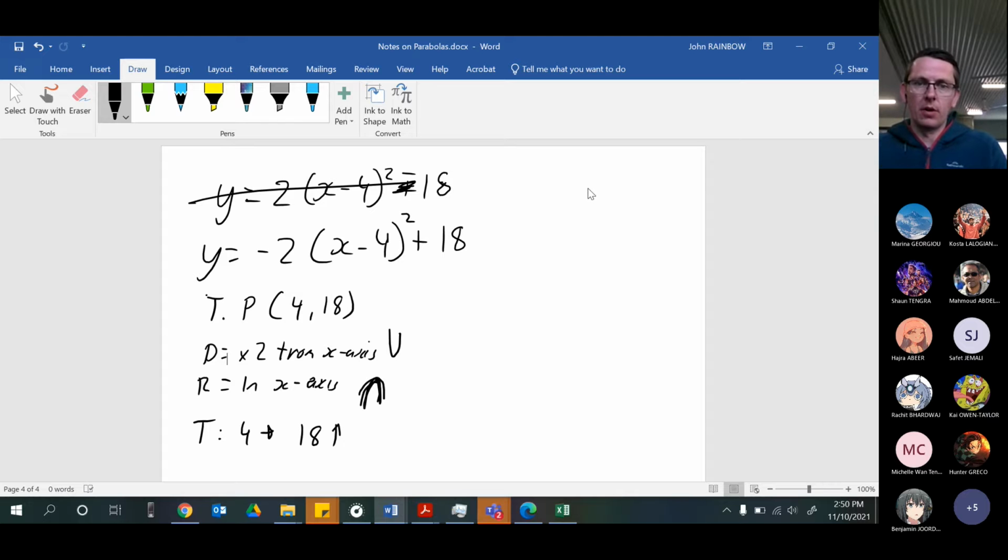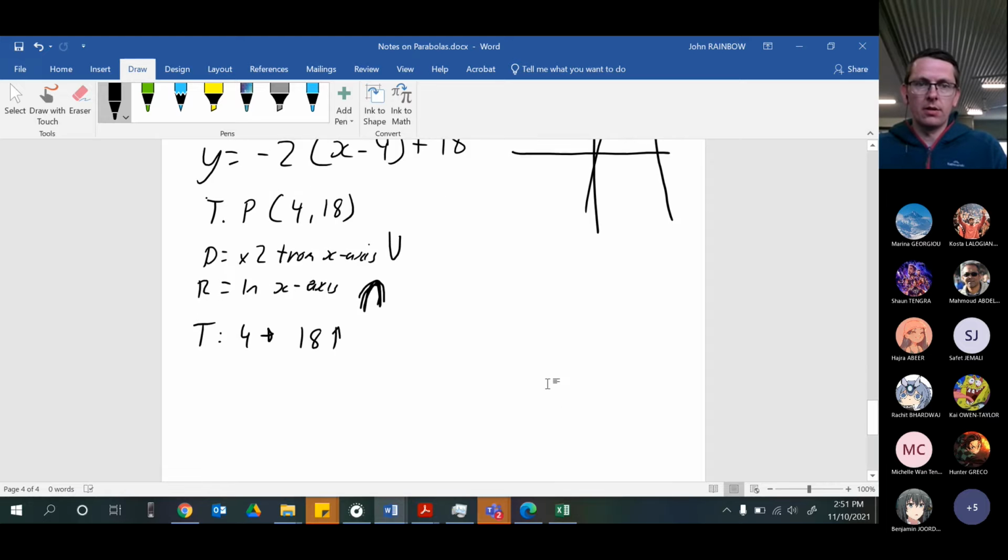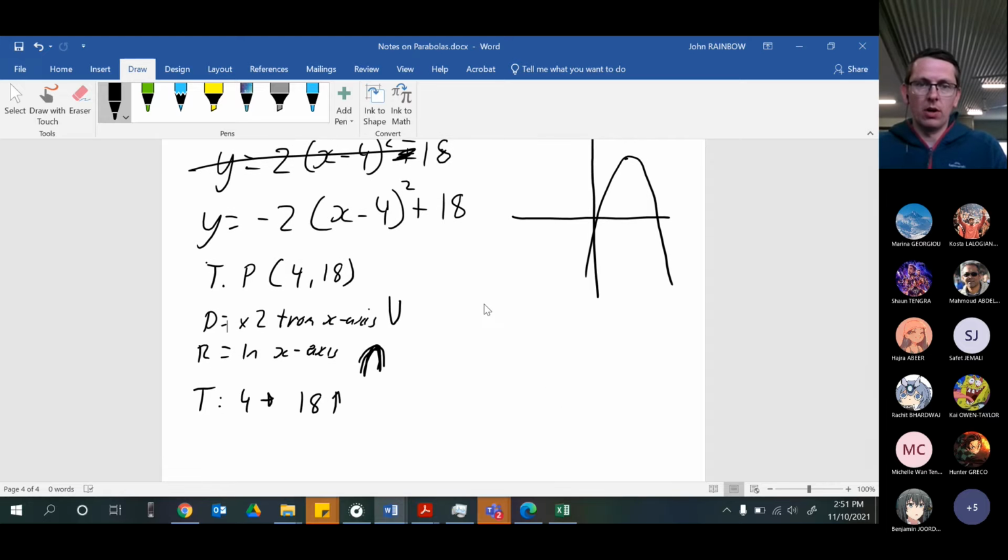So that's what I'm thinking. So I know, will this have x-intercepts or not? Well, it will. Even though it's at 4, 18, because it's been reflected, it's going to have to come on down, like so. So I want to find my y-intercept.